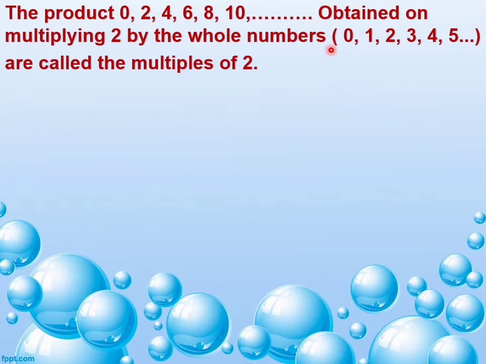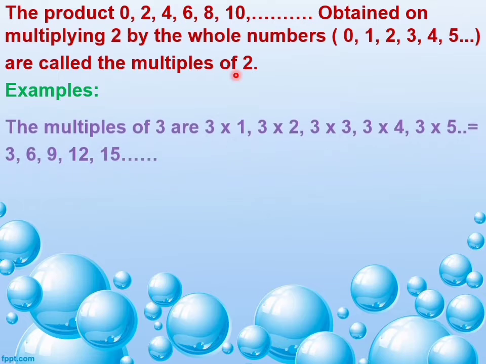2 multiplied by 0 gives 0. 2 multiplied by 1 gives 2, 2 ones are 2. 2 twos are 4. 2 threes are 6. 2 fours are 8. 2 fives are 10. This way it will go on. 2 sixes are 12, 2 sevens are 14, 2 eights are 16. These are called the multiples of 2 because in the 2 table all these numbers will come. So this is known as the multiples of 2.